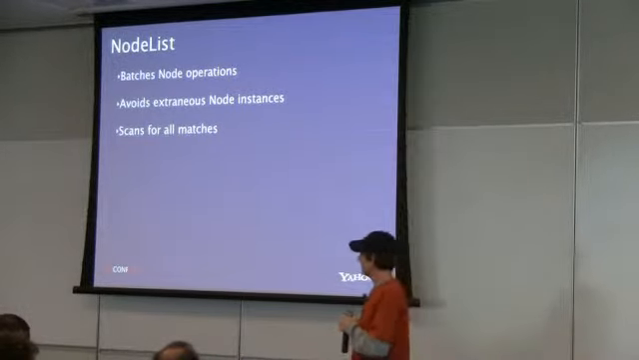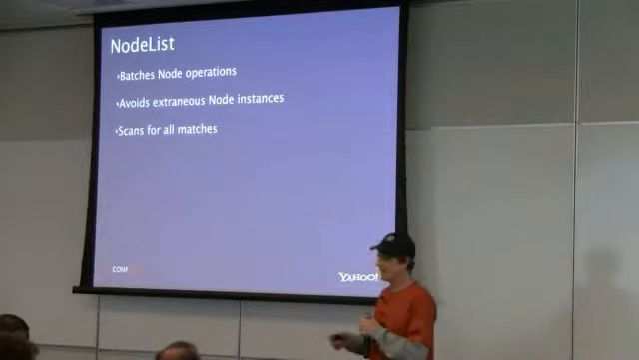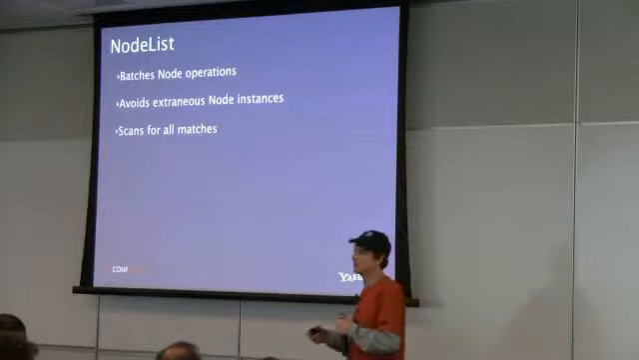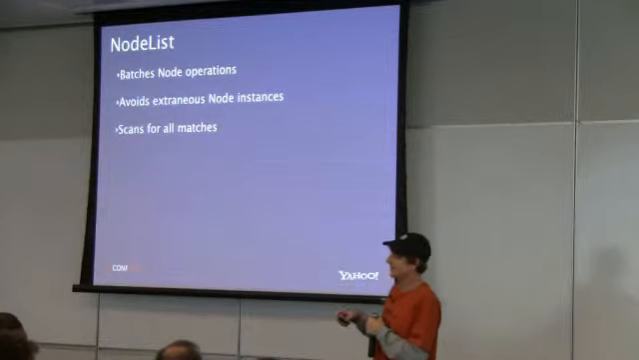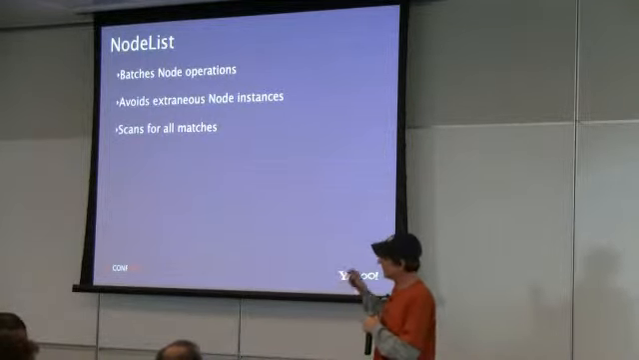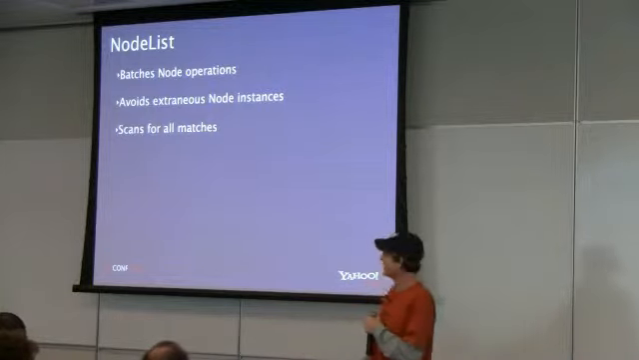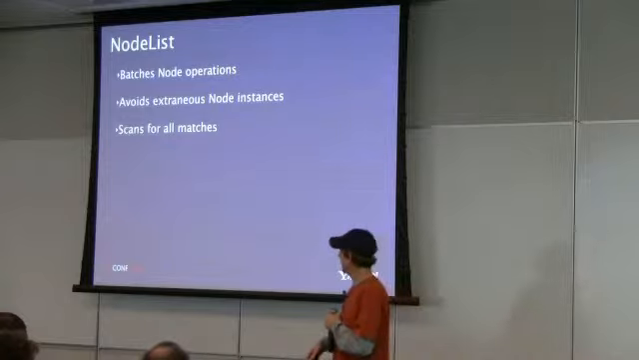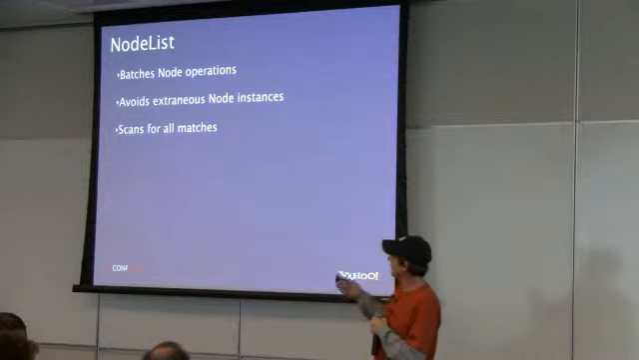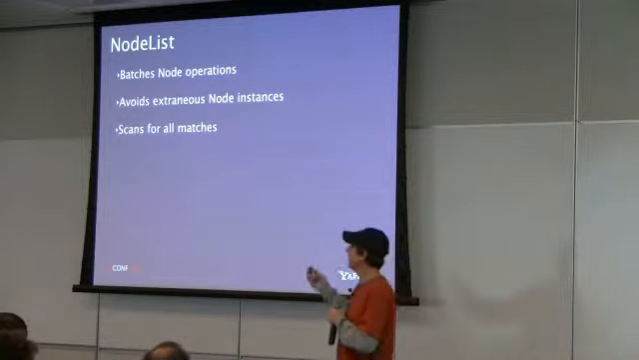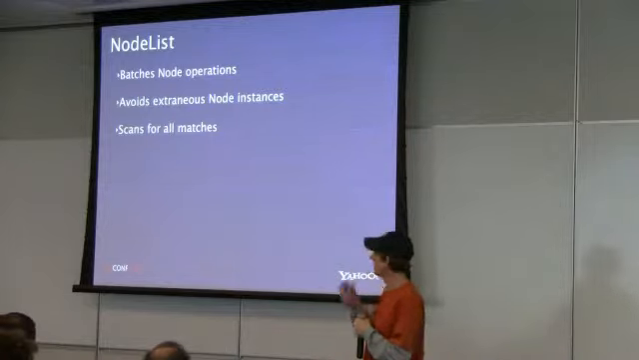One of the nice things that allows you to do is avoid creating all these extraneous node instances. If you're just doing some one-off task, you don't need to make this a node, make this a node, make this a node. You just create one node list instance, run the function against that, and call it a day. Unlike node, obviously, it's going to look for all of the matches for the query you pass in.